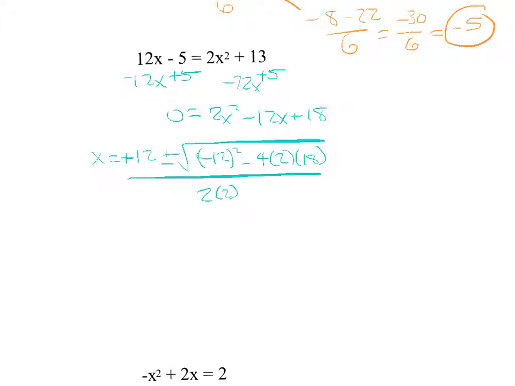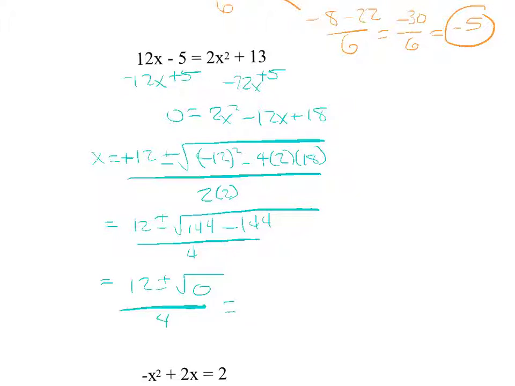So negative 12 squared, minus 4 times a is 2 times c is 18, all over 2 times a is 2. So we get 12 plus or minus the square root of 144 minus 4 times 2 times 18 is 144. Ooh, I like this one. All over 4. So we've got 12 plus or minus the square root of 0 over 4. Now the square root of 0, people, is 0. So this is an interesting one because 12 plus 0 and 12 minus 0 are exact same things. So we get 12 over 4 for both of them, which would be 3.